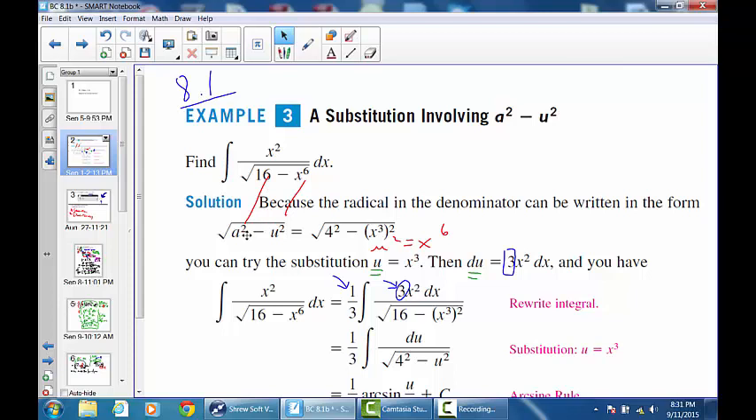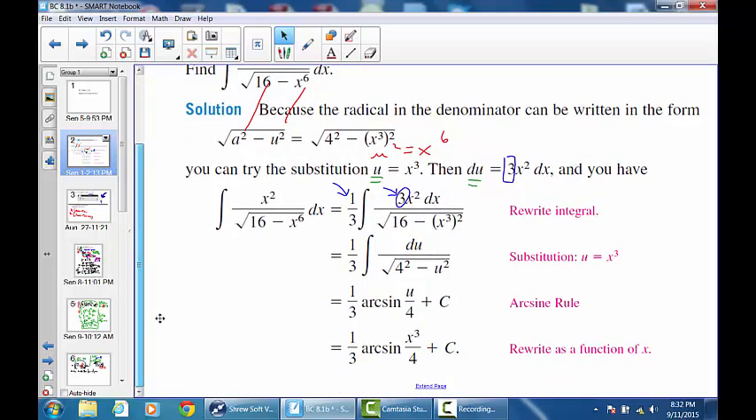We're looking at this denominator as the square root of a squared minus u squared. If a squared is 16, then a is 4. If u squared is u to the sixth, then obviously u is x cubed. The derivative of u equals x cubed is du equals 3x squared dx. We do have x squared dx. We introduce the 3. We counteract with a third.